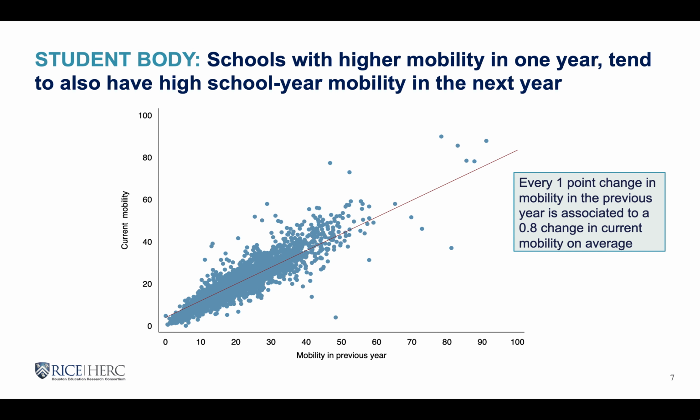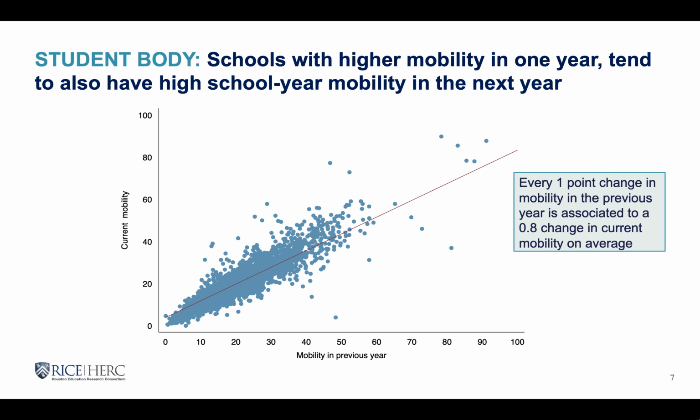Now, let us review the results for the Houston area. In our presentation, we will only show results that were statistically significant. This graph shows the relationship between school year mobility in the previous year and current school year mobility for the 2013-2017 period. The horizontal axis shows the mobility rate in the previous year, and the vertical axis shows the current mobility rate. Every dot represents one campus, and the line shows the relationship between these two variables. What we see here is that schools with higher school year mobility in one year tend to have higher school year mobility rate in the next year.